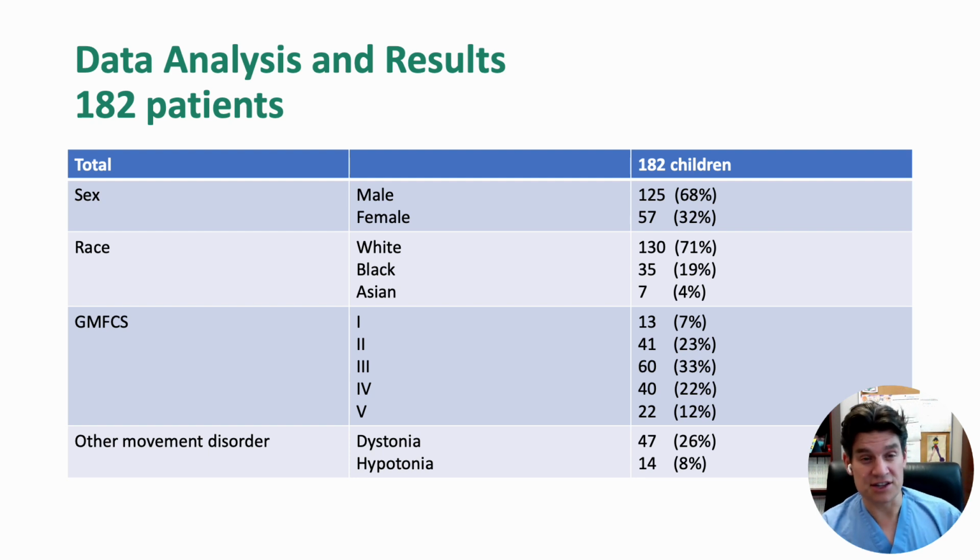And I'll give you a little teaser here. This is a summary of the total number of patients in the registry who have had rhizotomy. You can see there are 182 children. You see the breakdown in sex, race, GMFCS level, movement disorders. And so we're working on analyzing these data right now, with a plan to put forth a paper in the near future on the variation in rhizotomy technique captured by the CPRN registry.